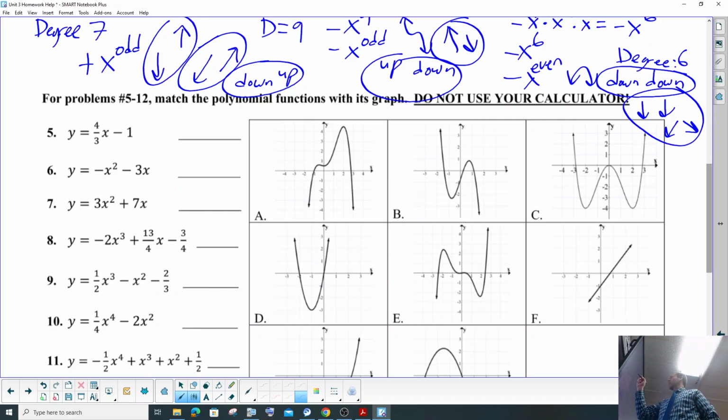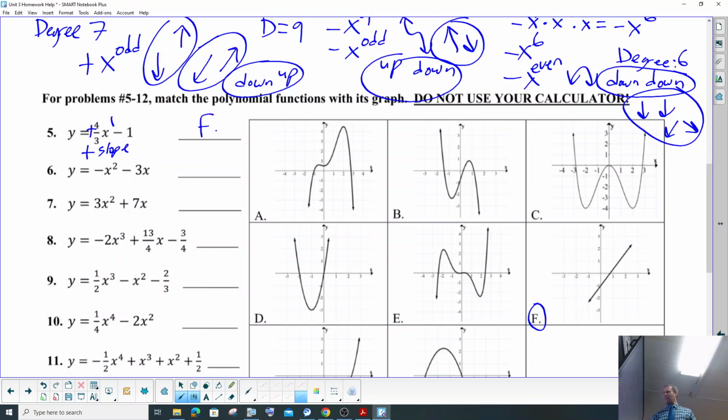So the first one looks like a line because it's x to the first power. Can you find the line? Where's the line at? There it is. Is it positive slope? Yep, it's got a positive slope, right? Positive x to the first power, which is f. So there we go.